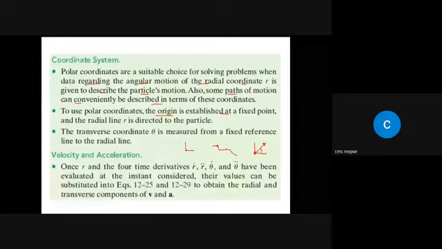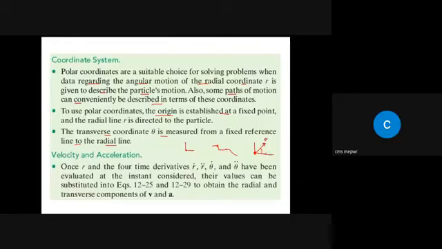Okay, the coordinates: one is known as radial, which is r, and the other, transverse, is known as theta. The transverse coordinate is measured from a fixed reference line to the radial line. This is the fixed reference line, and if this is r, we measure this angle from here till this one, right? Yes, sir. Once r and the four time derivatives, r dot, r double dot, theta dot and theta double dot, have been evaluated, we can determine velocity and acceleration in the polar coordinate system, right?